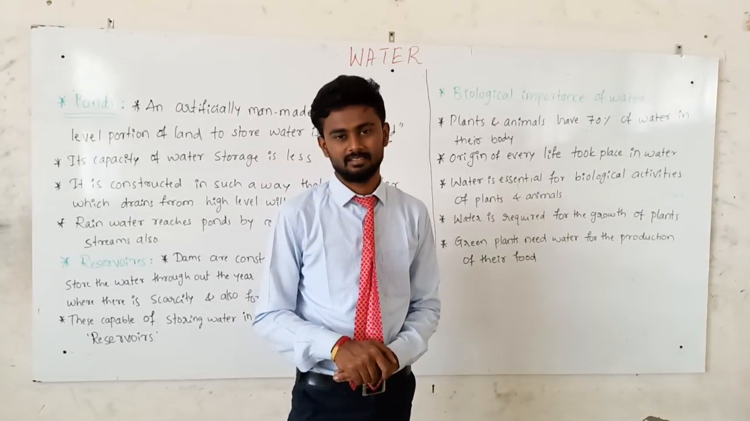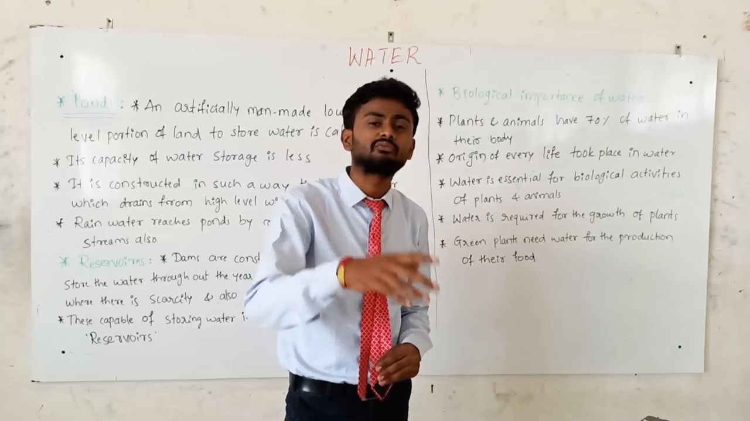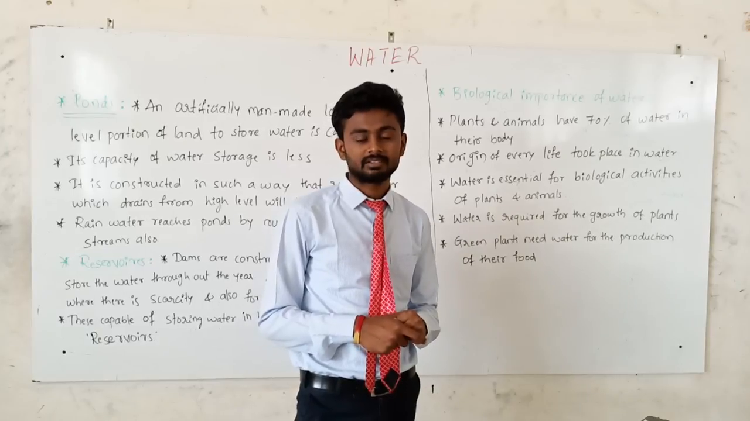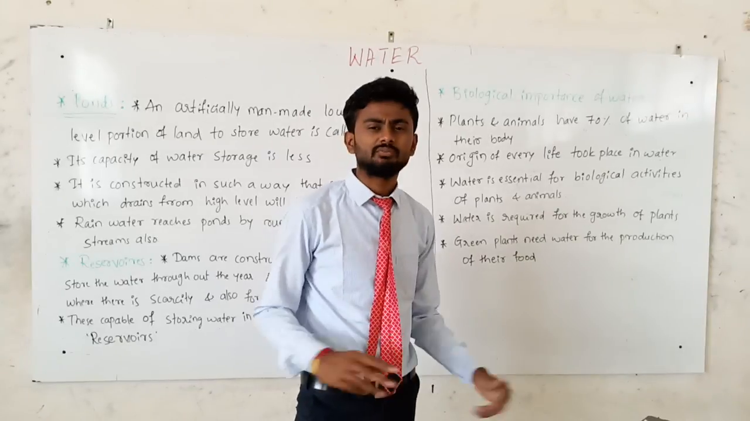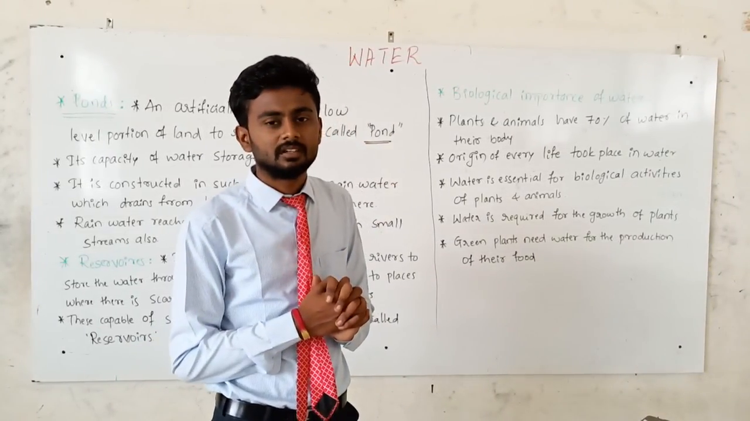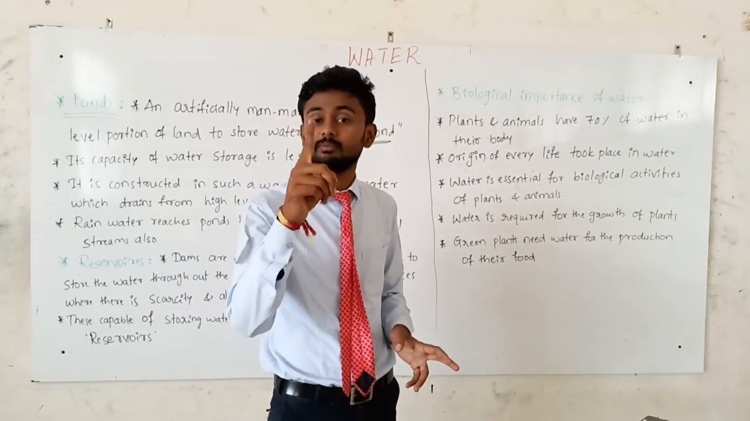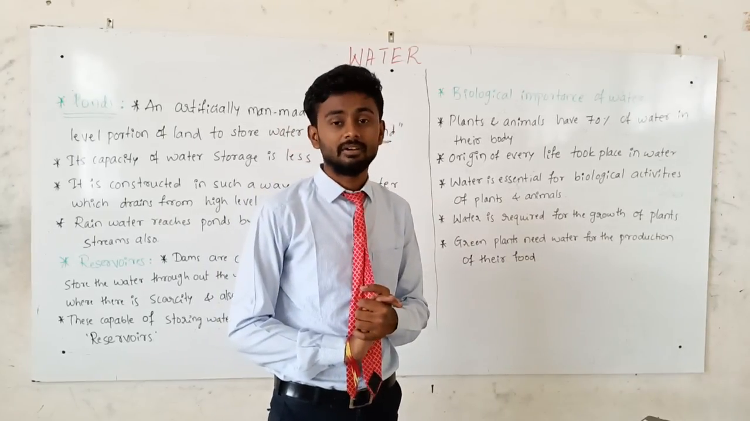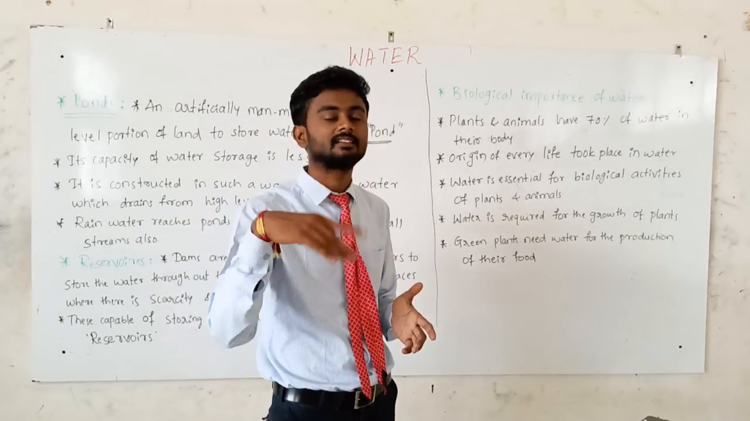Next, green plants need water for the production of their food. By the process of photosynthesis, plants can prepare their own food materials with the help of raw components. The first one is water. Without water, we can't imagine our living system. Water is very essential in the photosynthesis process.